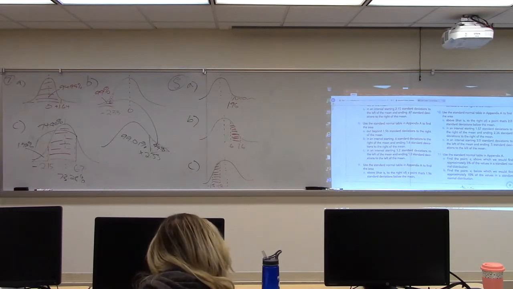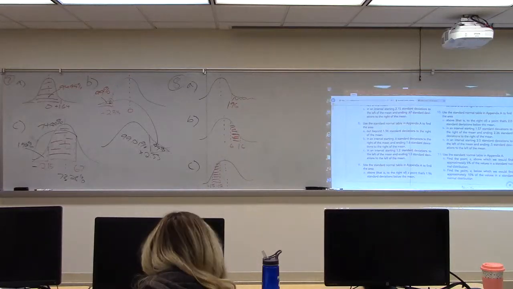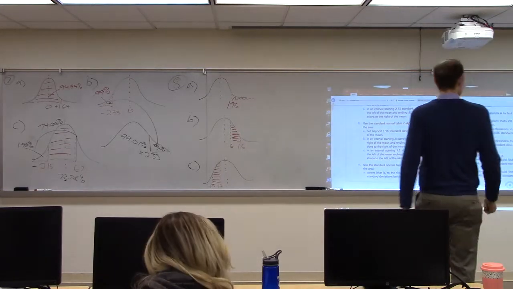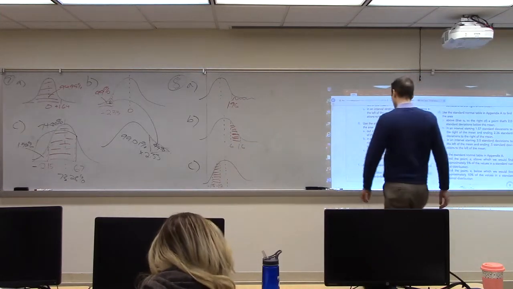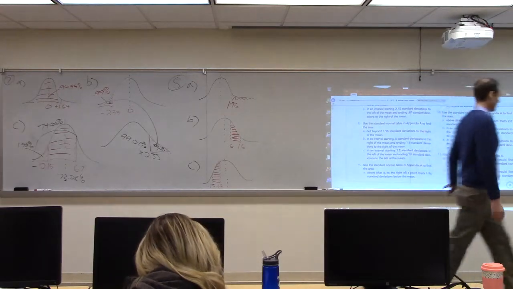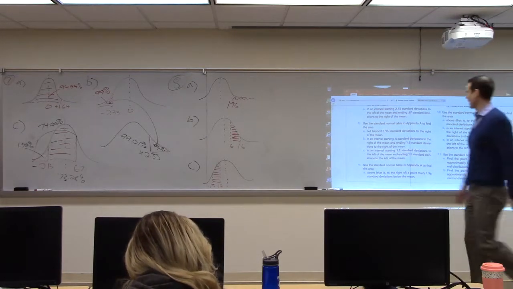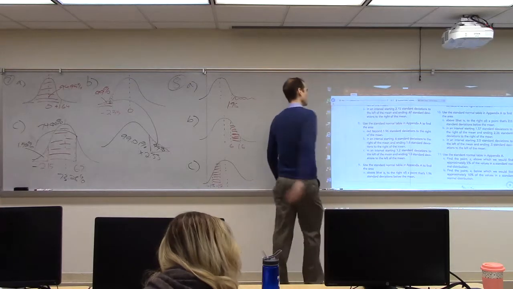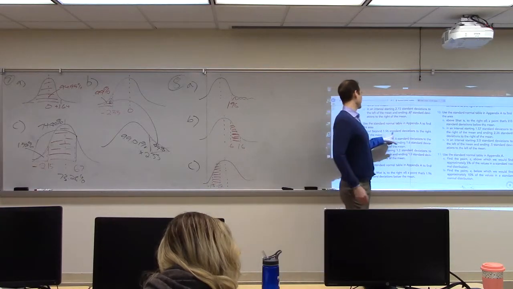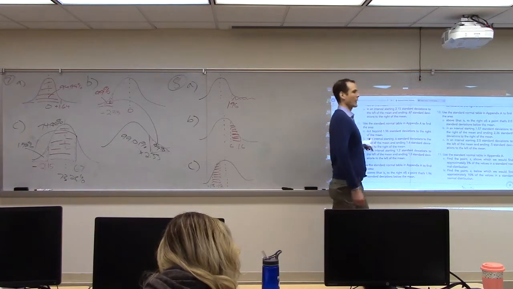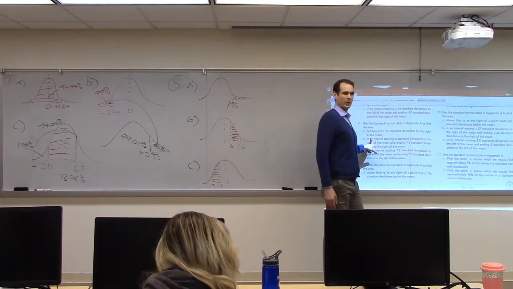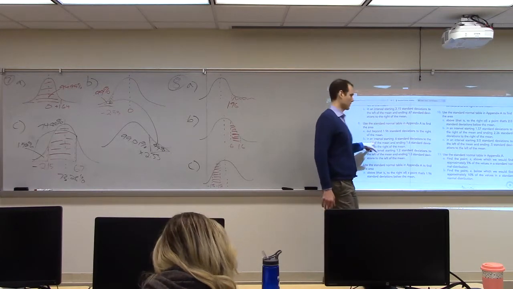All right, we ready to do this? So it goes this way. Let's get rid of this. Or no, actually we need this. Use the standard normal table to find the area out beyond 1.96 standard deviations to the right of the mean. I like the way that's worded. Out beyond.